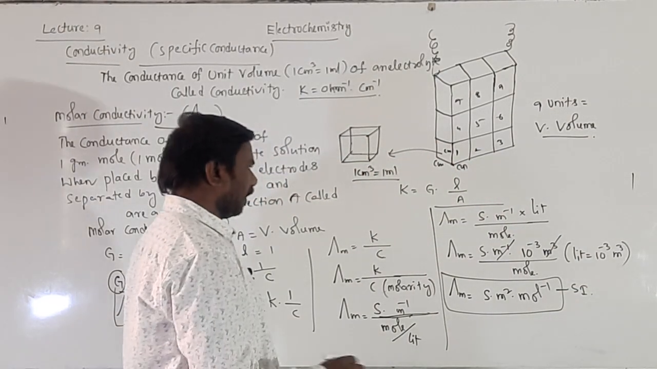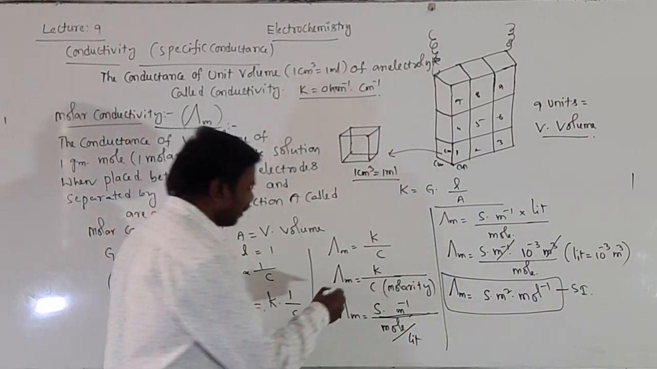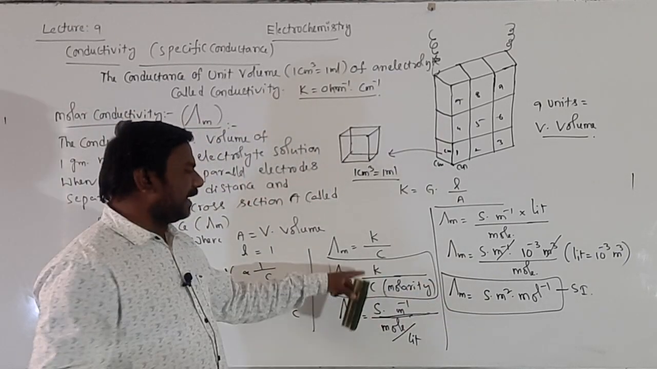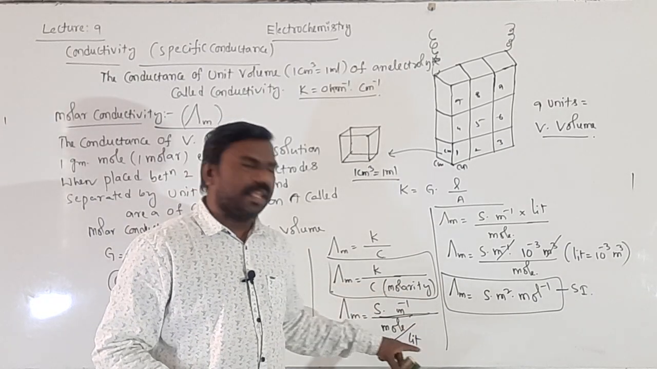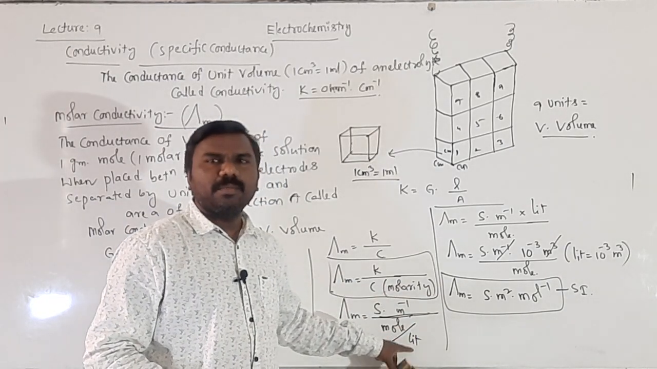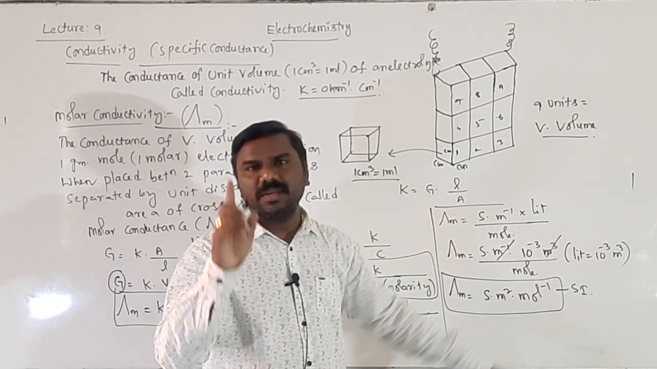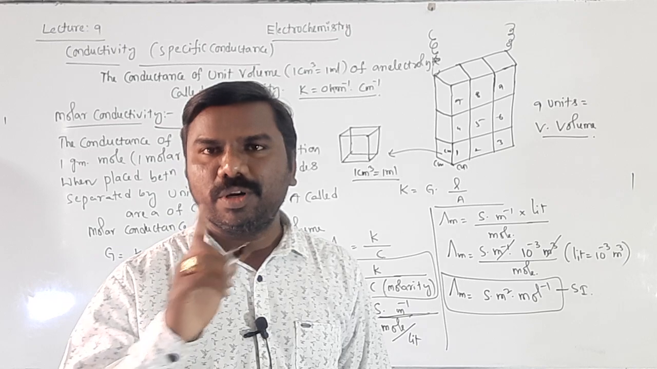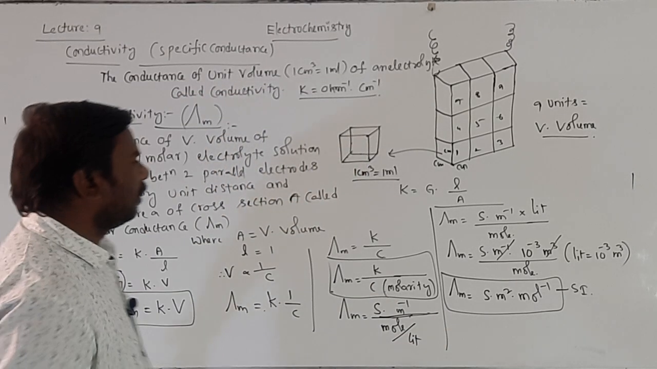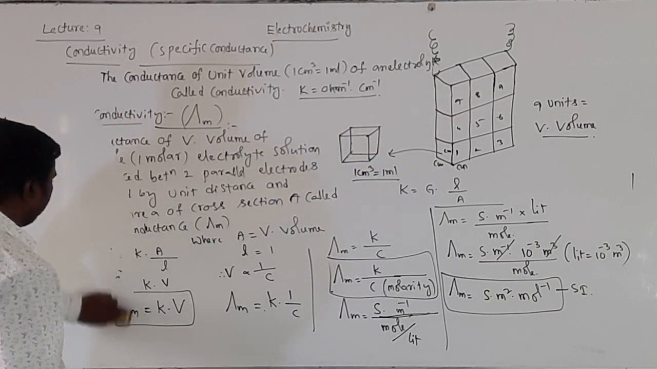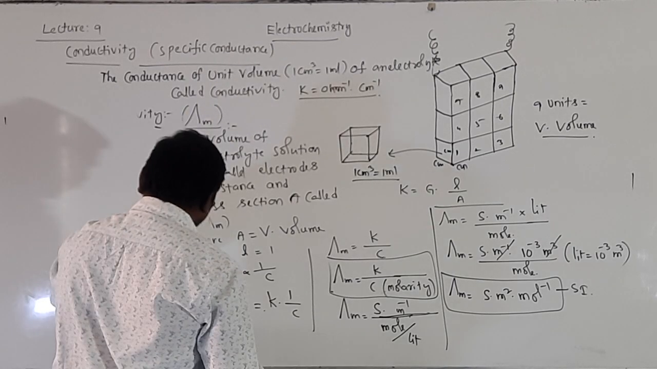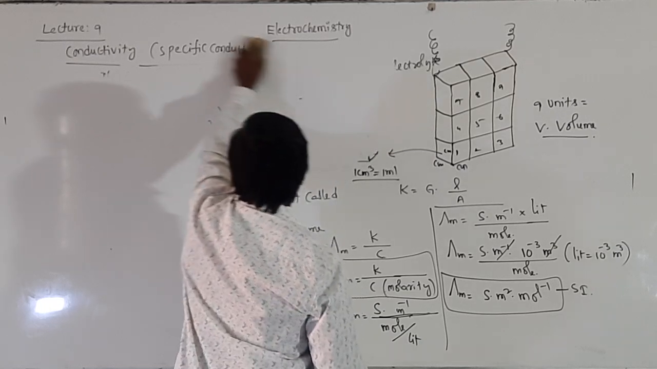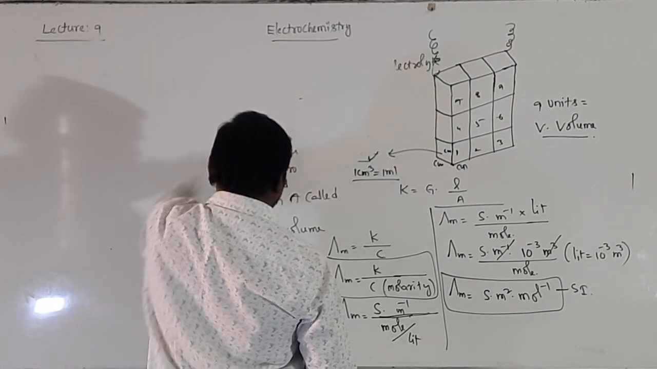The formula is very, very important. The formula is K by C, where C means molarity, and molarity means mole per liter. Mole per liter means 10 to the power of minus 3 must be taken in the numerator to solve problems. Don't miss that. That is in meters. In centimeters, how do we calculate this?